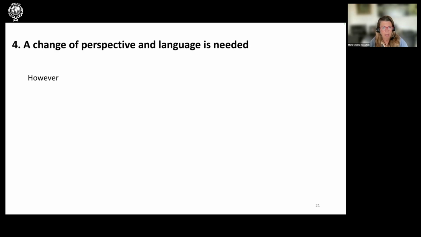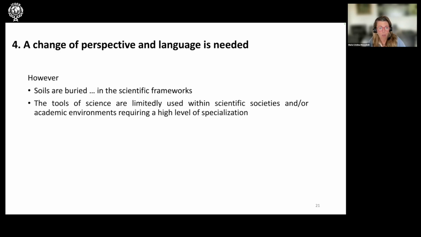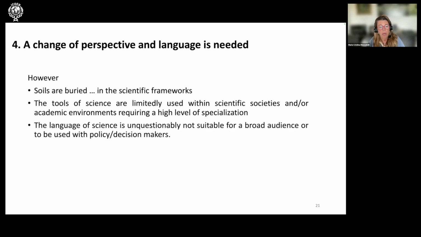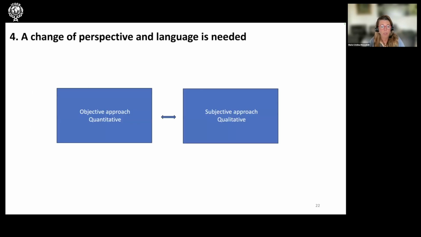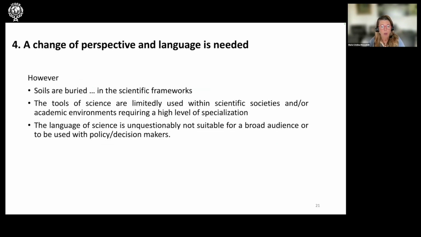Although these changes of perspective have been introduced, they are still buried, and in this case, the adjective or verb "buried" is properly used. So soils are buried within the scientific frameworks, so they don't cross the borders of science. Why? Because the tools that we use, our language, require a high level of specialization. So this language is not suitable for a broad audience, or to be used with policy or decision makers.